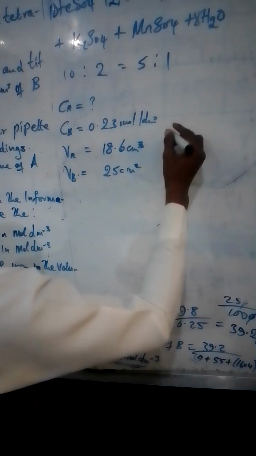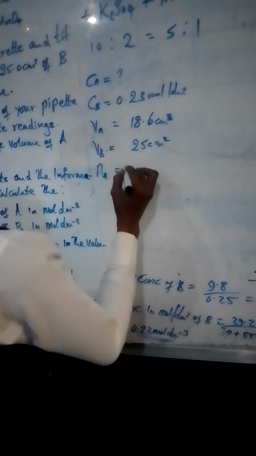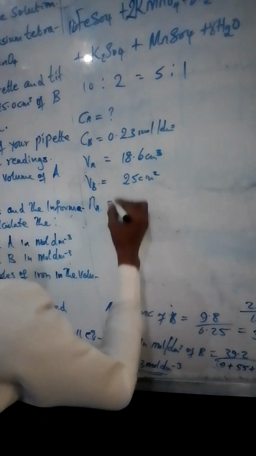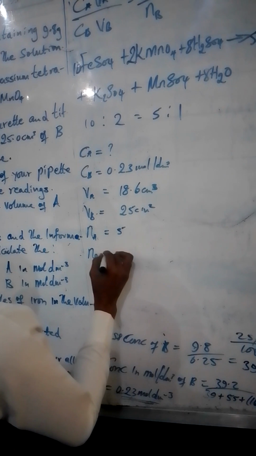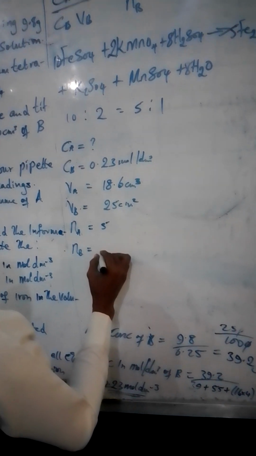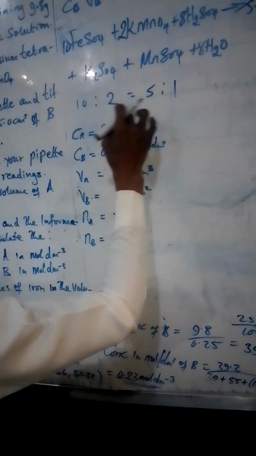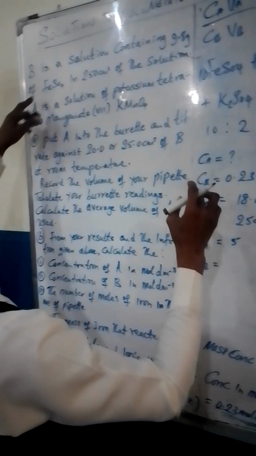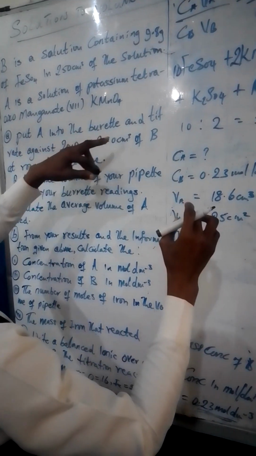Okay, we say that Na is equal to 5, and Nb is equal to 1, a ratio of 5. So Na, we put A in the burette.